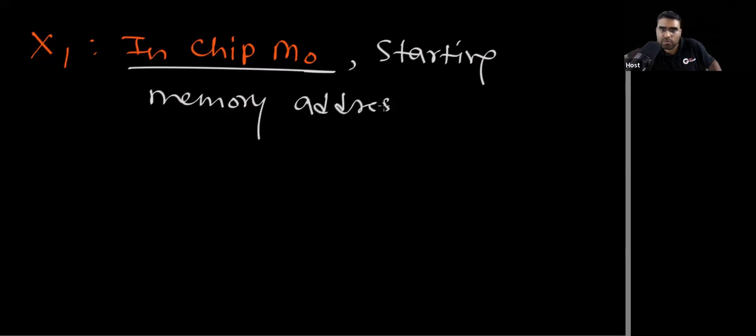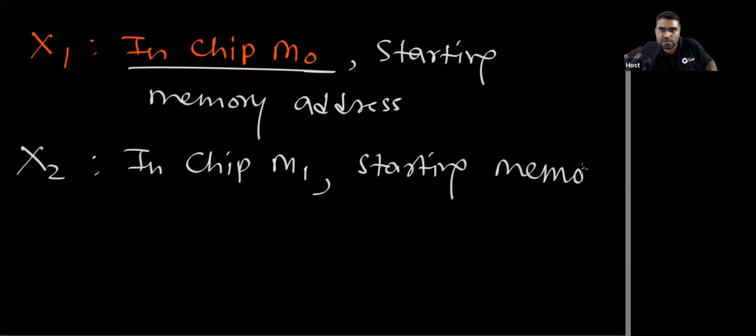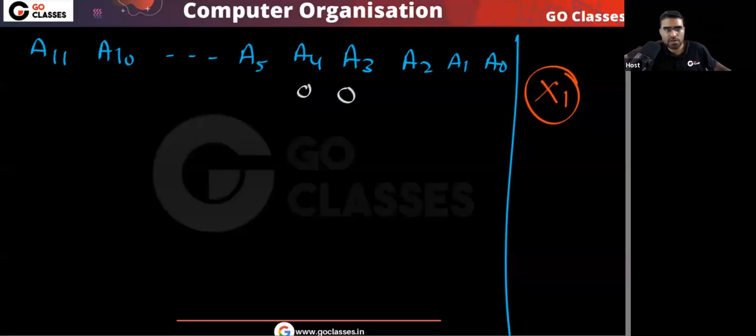Similarly, what is X2? That is in chip M1, the starting memory address. The question is only asking the starting memory address, nothing else. So tell me, in chip M0, what is the starting memory address? So this is your M0, right? When I put this, it simply means chip M0.